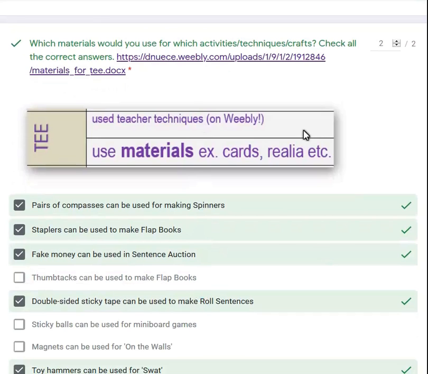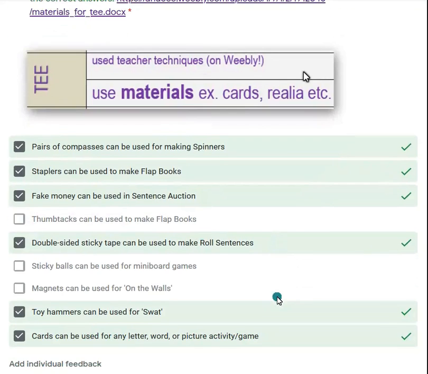This one, excuse me. So multiple answers here. There were 6. These are all different things. I did correct myself. If you just say compass, that's something used for map reading, northeast, southwest. Pair of compasses was on the materials paper that I uploaded for making spinners. Staplers, fake money, right. So these are all good.